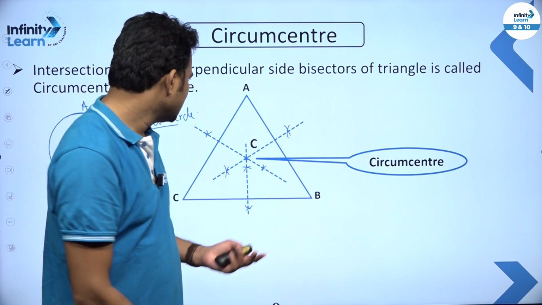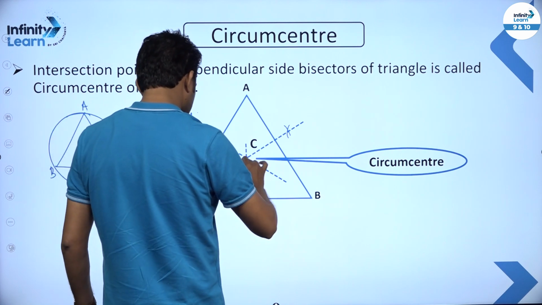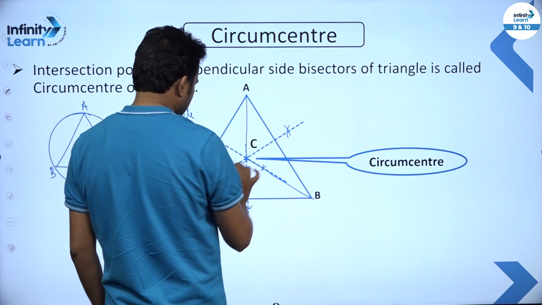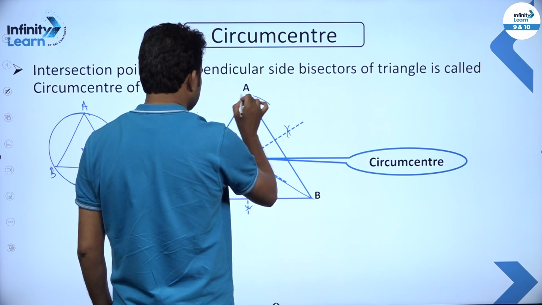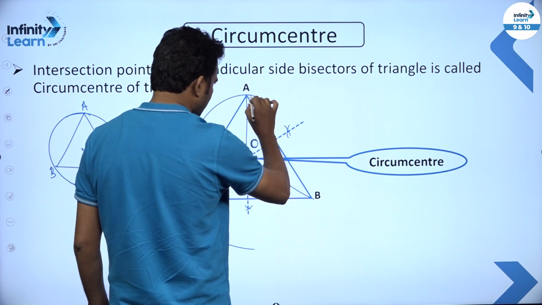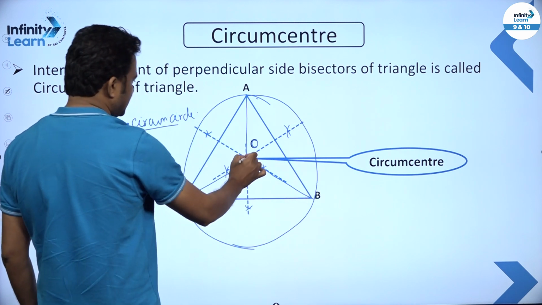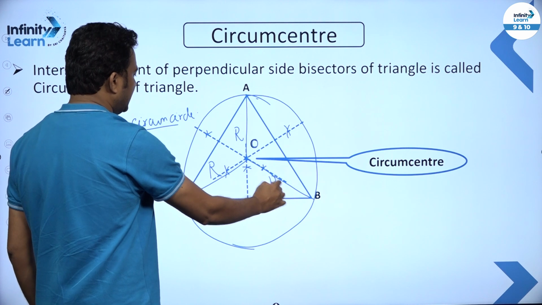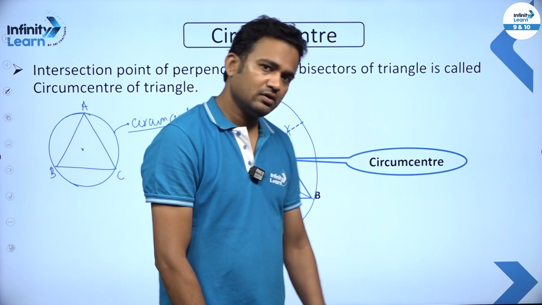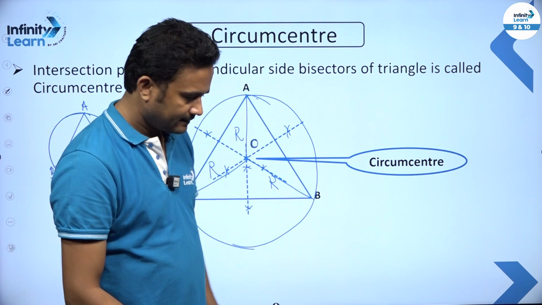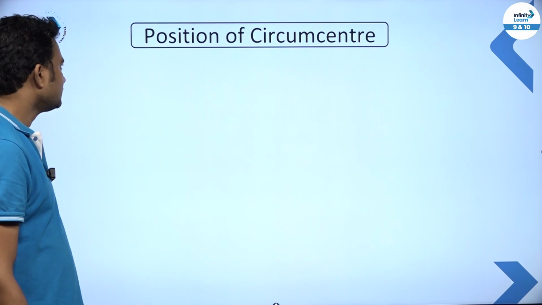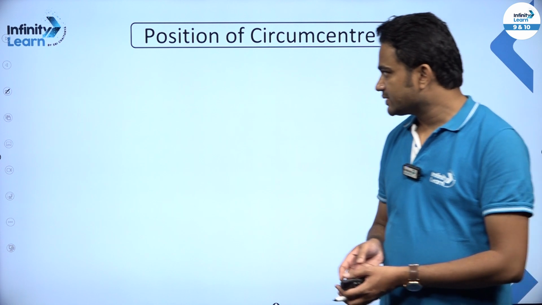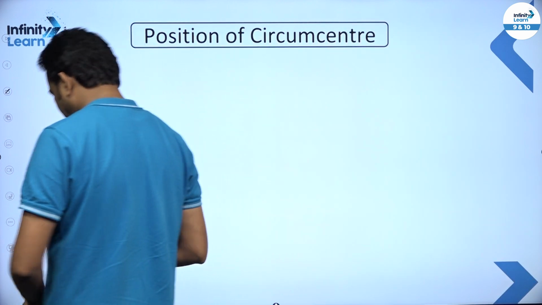Now, what will be the radius? This distance, and this distance will be the radius. Okay, let's say this is O, because the circle will pass through these three vertices. So, this will be the radius, and that is represented by capital R, which is circumradius, and inradius is represented by small r, right guys? Now, position of circumcenter.